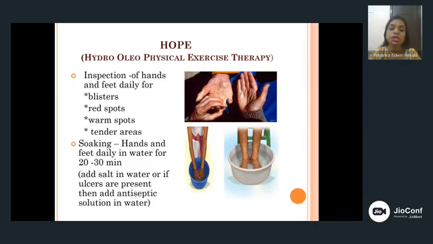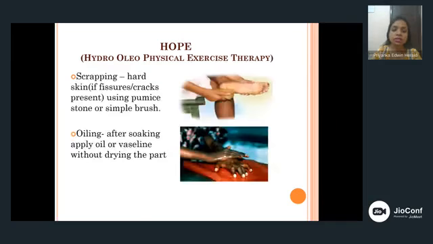And we ask the patient to soak their hands and feet daily in water for 20 to 30 minutes. Like you can see in the figure, the patients are soaking inside a tub for 20 to 30 minutes, and we can add a little bit of salt or any antiseptic solution in the water. So after soaking, the patient is asked to take out their feet and hand and do the scraping. Scraping means to rub off the hard surface or the hard skin. So scraping of hard skin is done using a pumice stone or any simple brush.